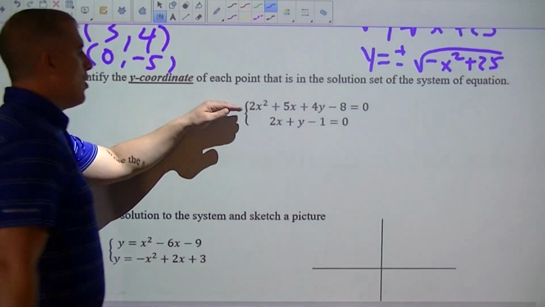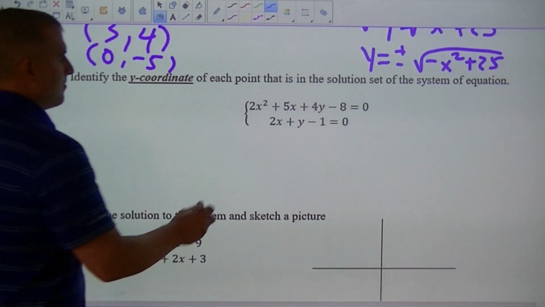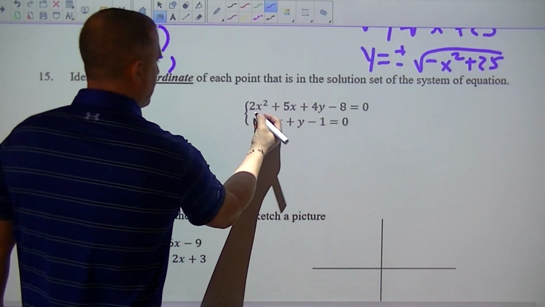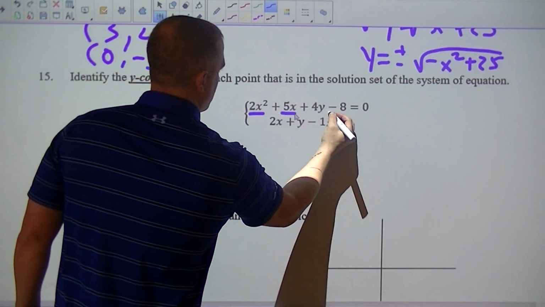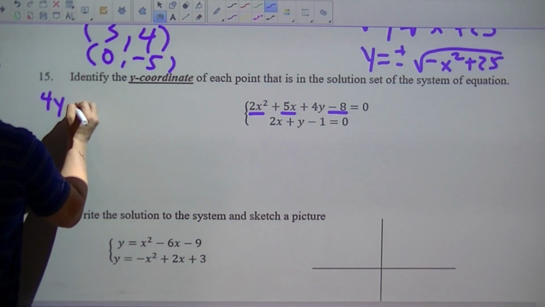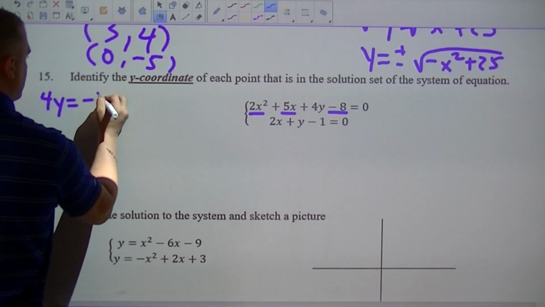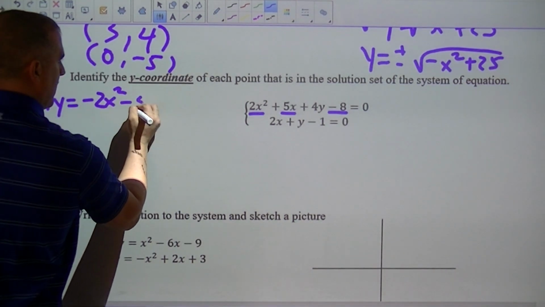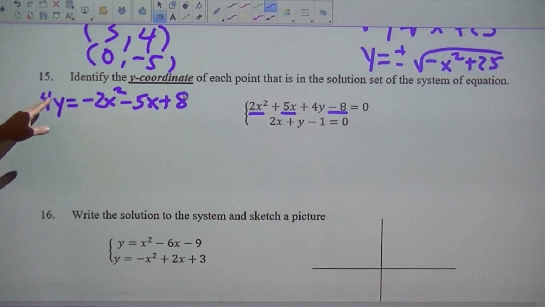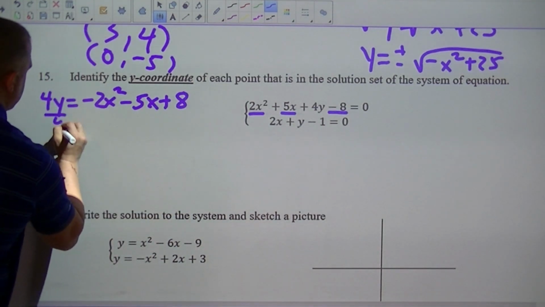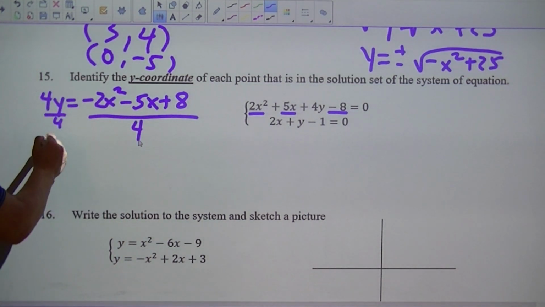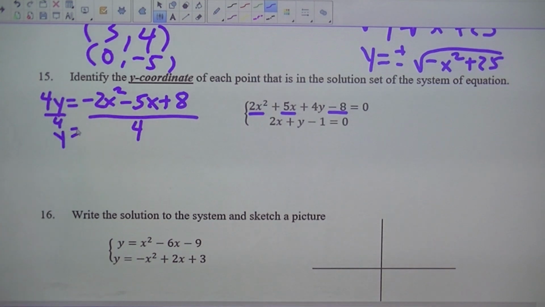Now these, what you want to do is I want to get y by itself. So this will move, and this will move. So what I'll have here is I'll have 4y equals negative 2x squared, negative 5x, and positive 8. Okay? Now, to get rid of the number in front, I just divide the whole thing by 4. And I'm going to show you how to put that into the calculator in a second.